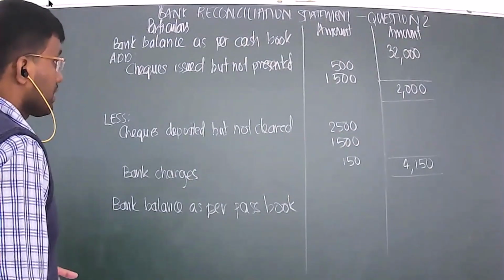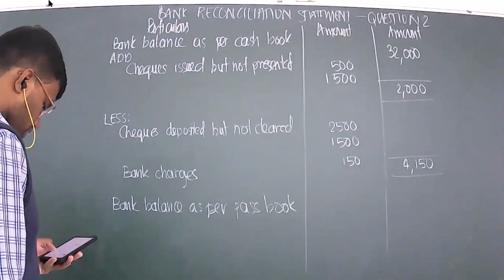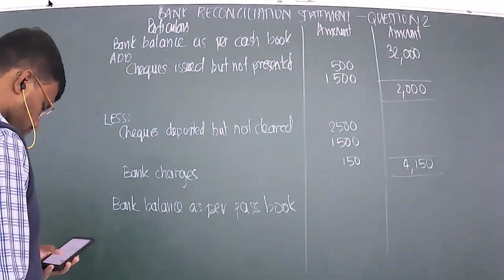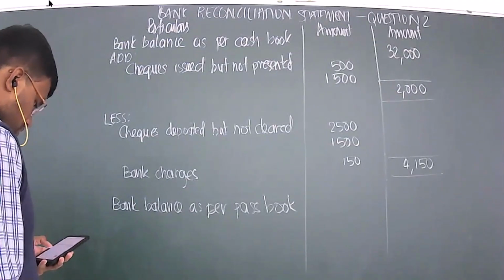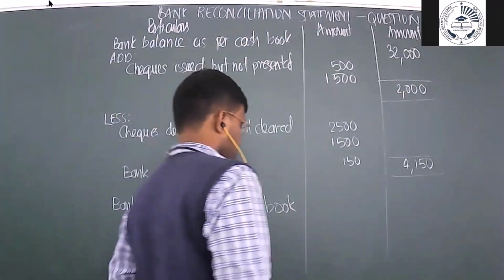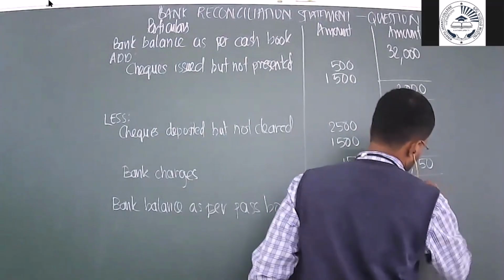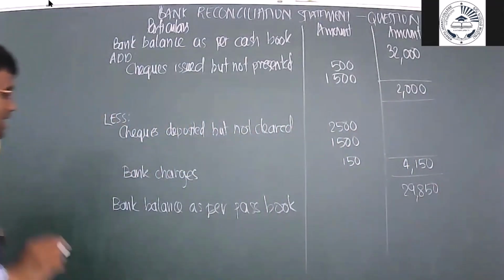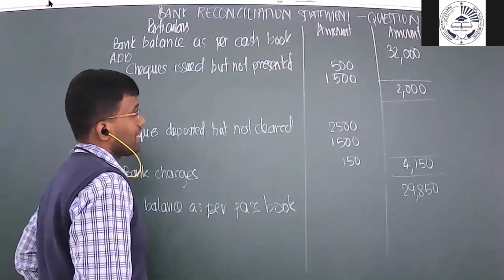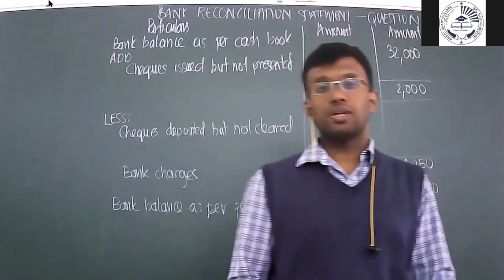Let's work out the calculation. 32,000 plus 2,000 minus 4,150. So that is 29,850. So what is the significance of 29,850? 29,850 is the bank balance as per passbook. So with that, we have completed the preparation of the BRS for this particular question.